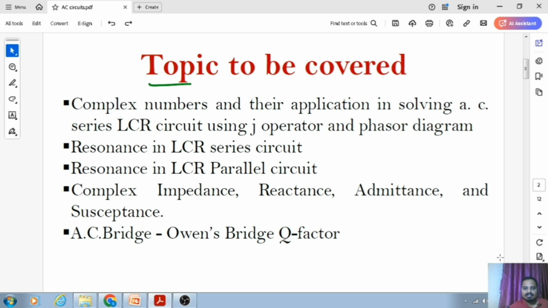First one is complex number and their application in solving AC circuits. Basically we are trying to solve the LCR circuit using J operator and phasor diagram. We will see what is resonance in LCR series connection, also resonance in LCR parallel connection. Also we will see what is impedance, reactance, admittance and susceptance. After that we will see Owen bridge and what is the Q factor for the Owen bridge. I will cover this topic in the first chapter, that is AC circuits.